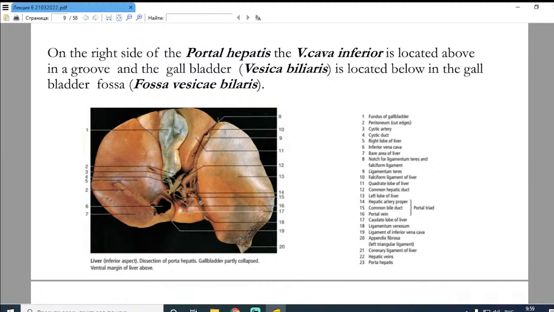You see the common hepatic duct, the portal vein, the triad, and the common hepatic artery, the common bile duct.